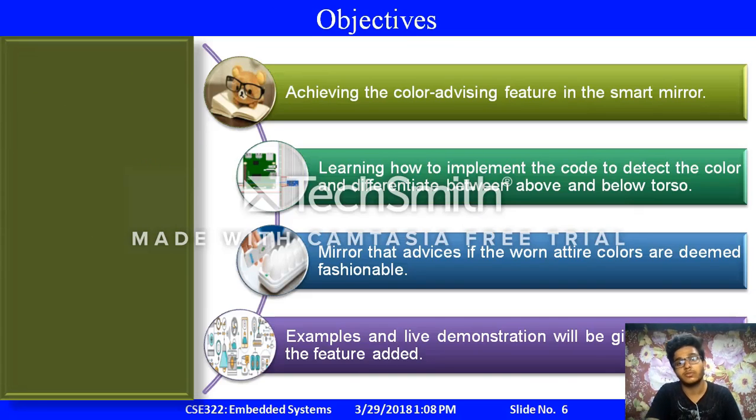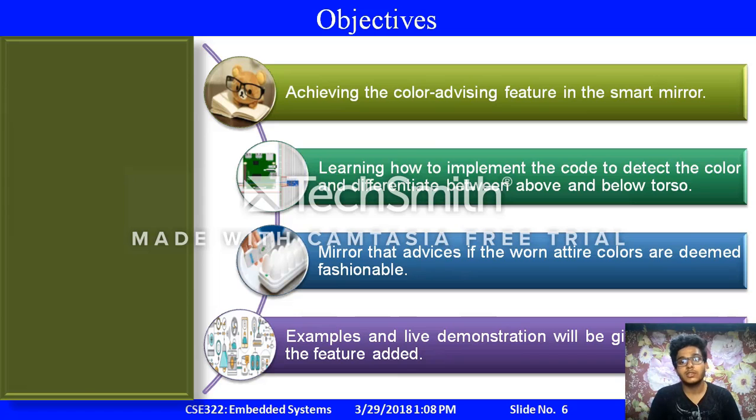Now we move to the objectives. Objectives are the main thing, and it's the same thing I told you about. We will learn how to implement the code and differentiate between above the torso and below the torso. We are going to use the edge trigger method used in image processing. What is the second one? Achieving a color advising feature in the smart mirror.